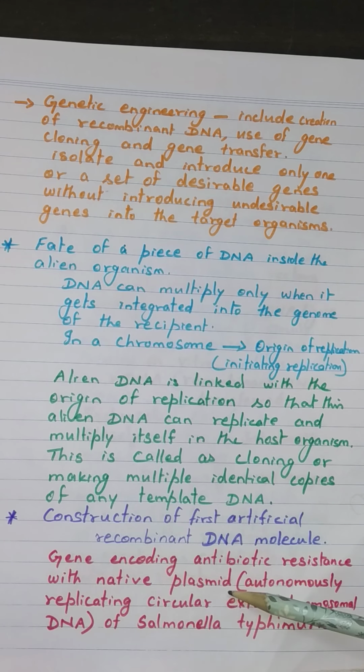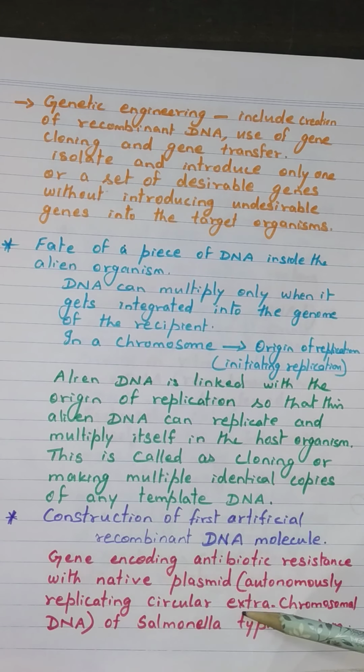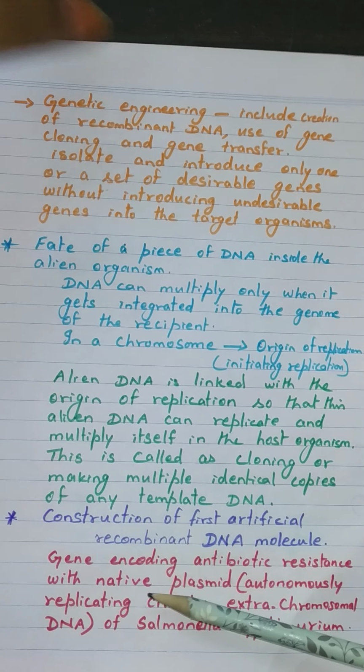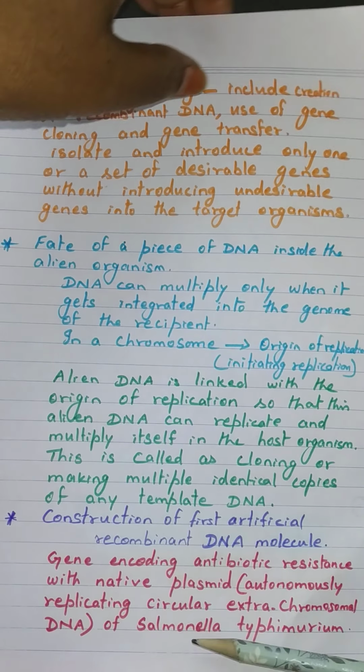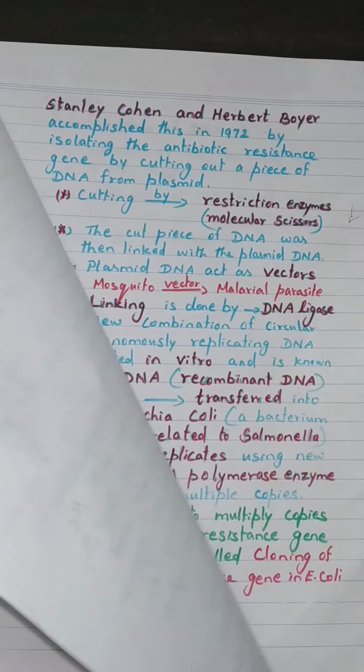That is why plasmid is autonomously replicating. It can replicate by itself, and it is circular, and it is extra chromosomal DNA. It's not present along with the chromosome. And Salmonella typhimurium is a prokaryotic cell. It has this plasmid, so they encode this antibiotic resistance. The gene that encodes antibiotic resistance is ligated, is fused with the plasmid of Salmonella typhimurium.